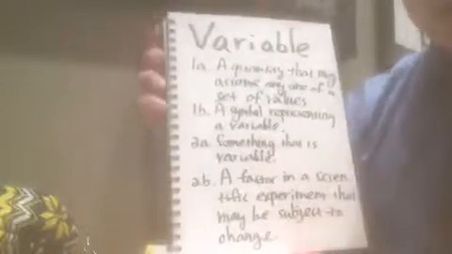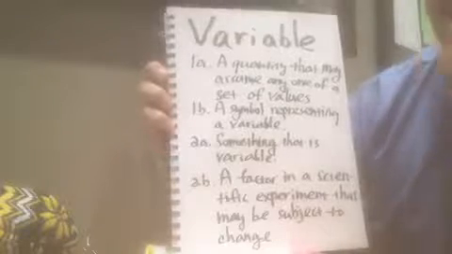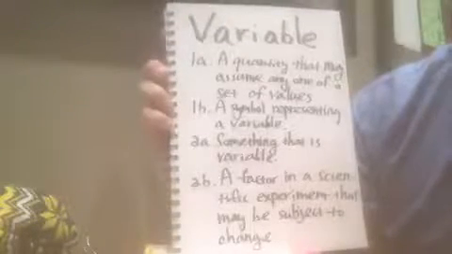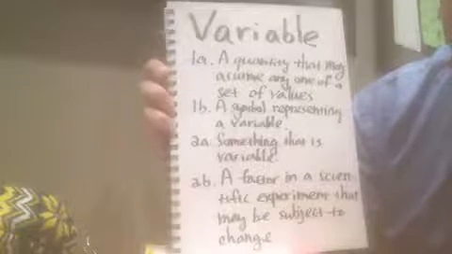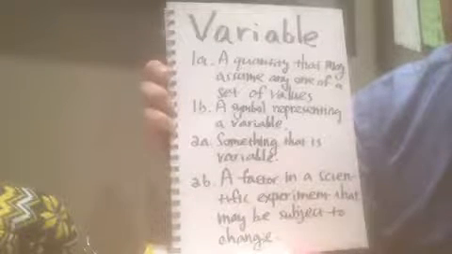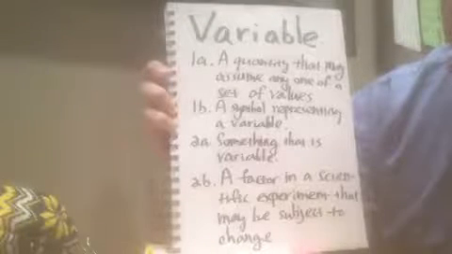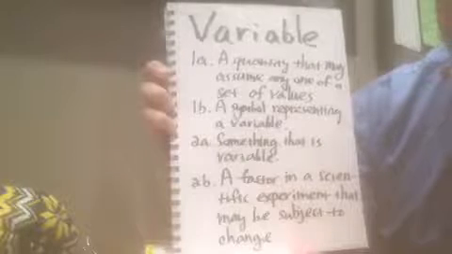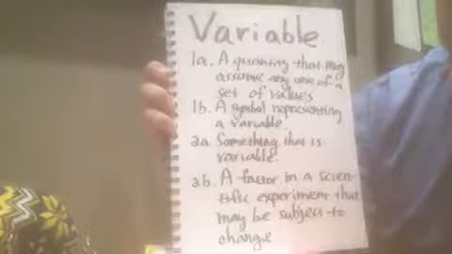So first, we will start with a variable. The first definition is of a variable. 1a, a quantity that may assume any one of a set of values. 1b, a symbol representing a variable. 2a, something that is variable. And 2b, a factor in a scientific experiment that may be subject to change.